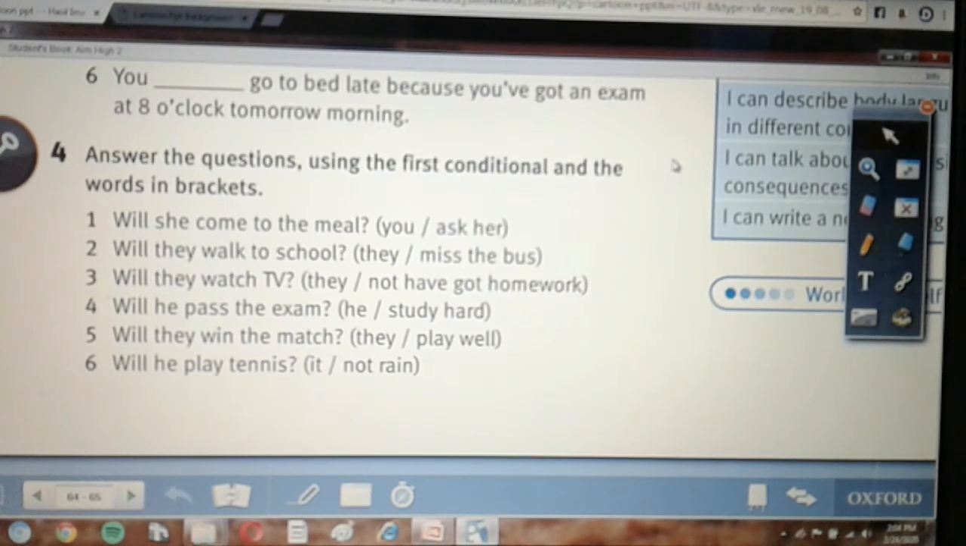What about number 2? Will they walk to school? They miss the bus. So we need to make an answer by using they miss the bus. Will they walk to school? They will walk to school if they miss the bus. Okay, now please finish the rest of the numbers 3, 4, 5, and 6.